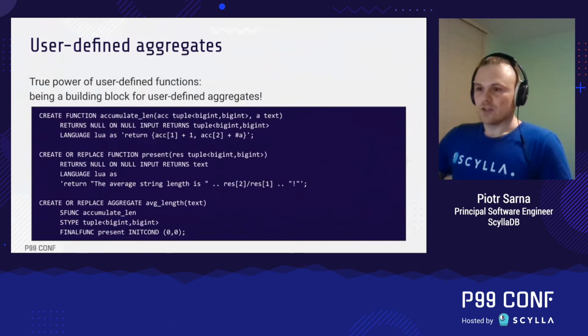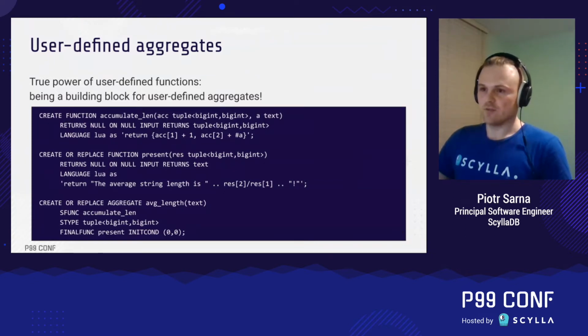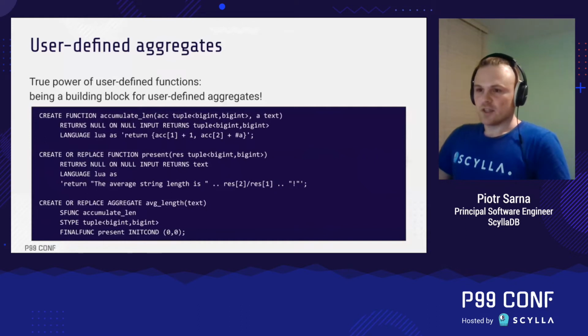User-defined functions are a great tool on their own, but their true power lies in being building blocks for user-defined aggregates. Such aggregates consist of at least two functions, one for accumulating the partial result for each row, and one for finalizing the result and transforming it to the output type. You can think of it as kind of a MapReduce operation of sorts. Aggregates are created by first adding appropriate user-defined functions and then declaring which function serves which purpose.